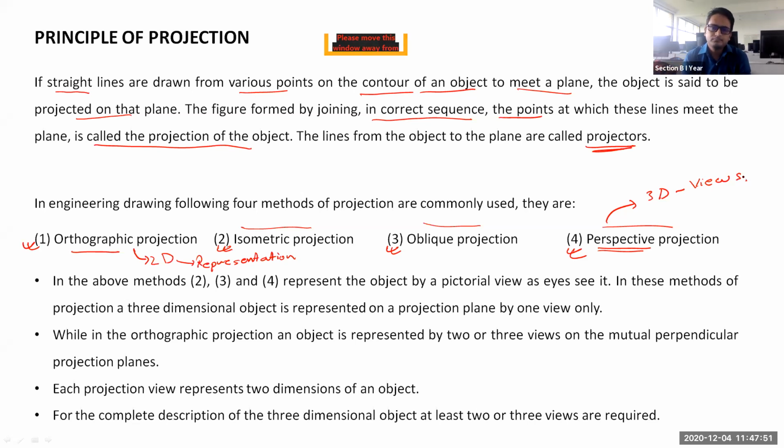Okay, all the 3 are representing your 3D views. Among these 3, second, third, and fourth, I have shown you what is perspective projection. Now, oblique projection and isometric projection, I will show you later part of the class. What is meant by isometric and what is your oblique projection, that we will see in the later part of this lecture.